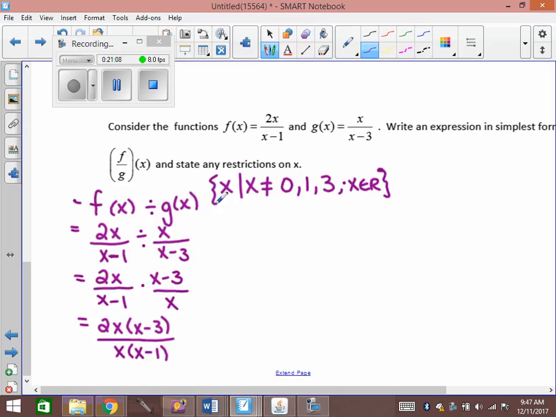And then once you have stated your restrictions, then you can cancel. Because if not, you're going to cross these x's off and you're not going to have the right to restriction, okay? And they'll assume that that's a mistake you're going to make. Now, why can I cross off this x and this x, but not this x and this x?